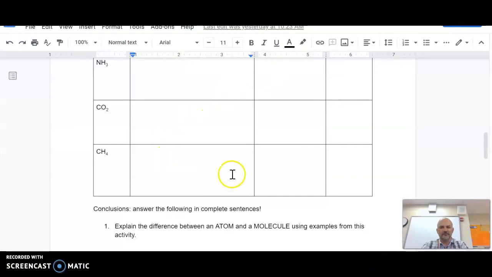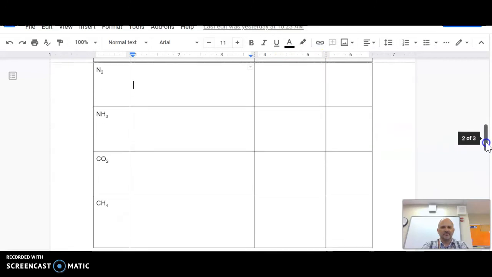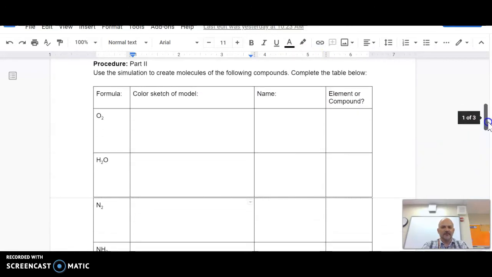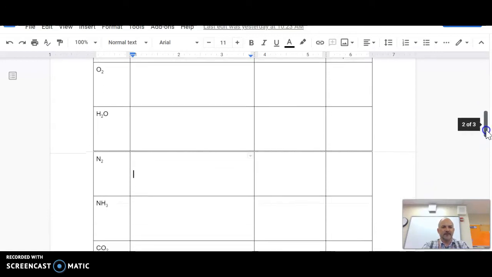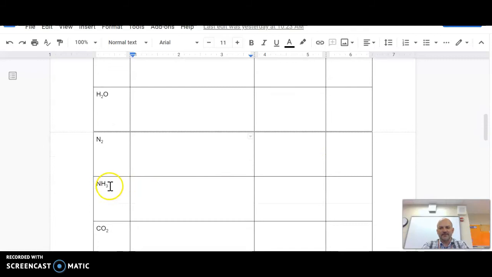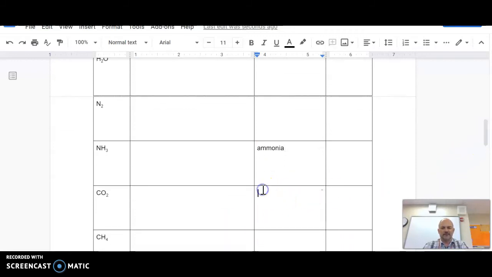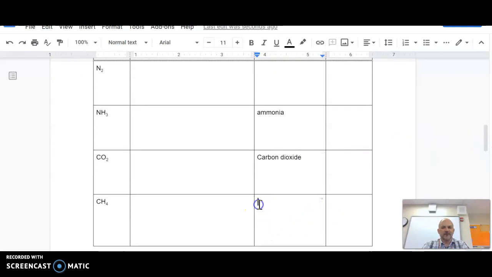So you should be able to fill the rest of this out in terms of drawing a sketch of each in colors. And let me tell you what the names of each of these are so you can fill that in, and we'll talk about element or compound also. The name of NH3 is ammonia, A-M-M-O-N-I-A. The name for CO2, I mentioned it when I showed you the model, is carbon dioxide. And the name for CH4 is methane.